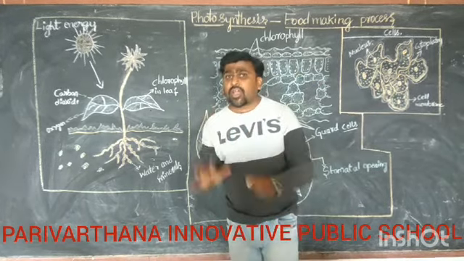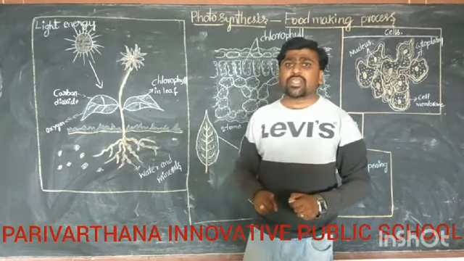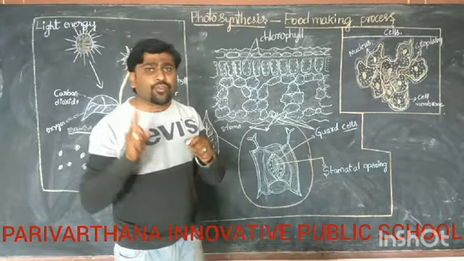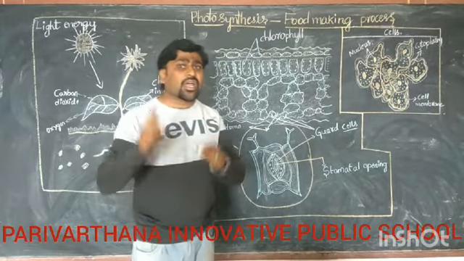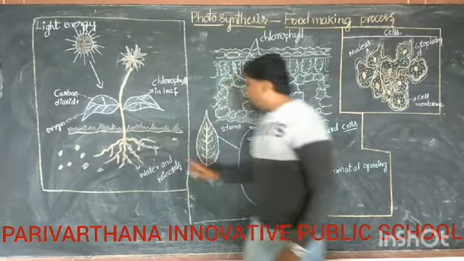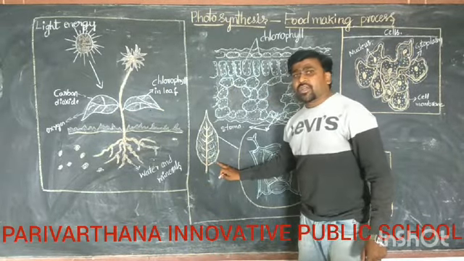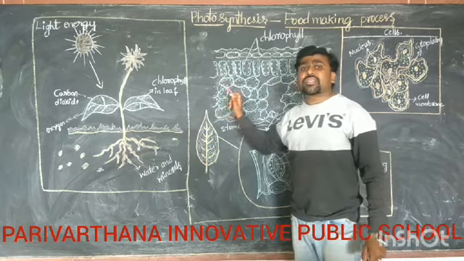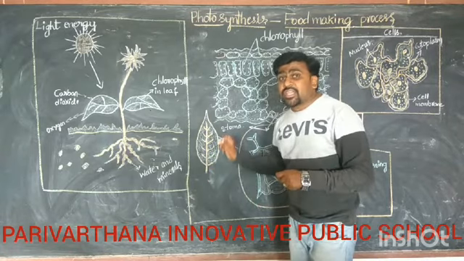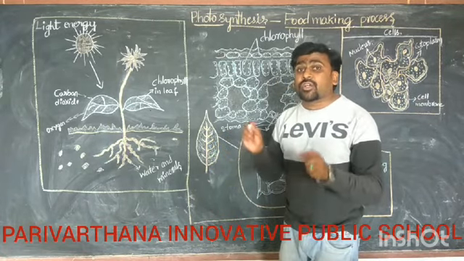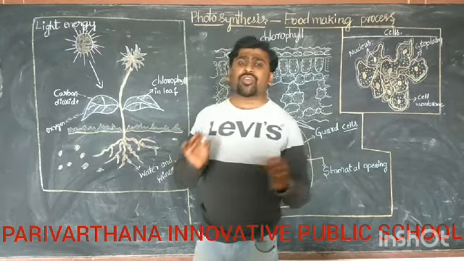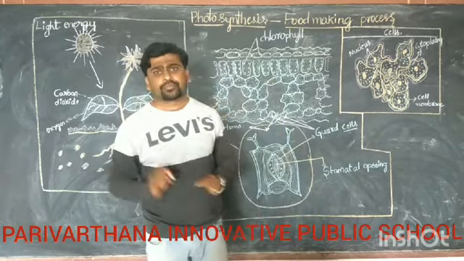But for all the 5 parts, the food is prepared in the leaves. Understood? See here, this is our example for a leaf. Here also is an example for a leaf. All the food is prepared in the leaf, that's why the leaves are called food factories of plants. Same as it is, if you consider, let's take your home.